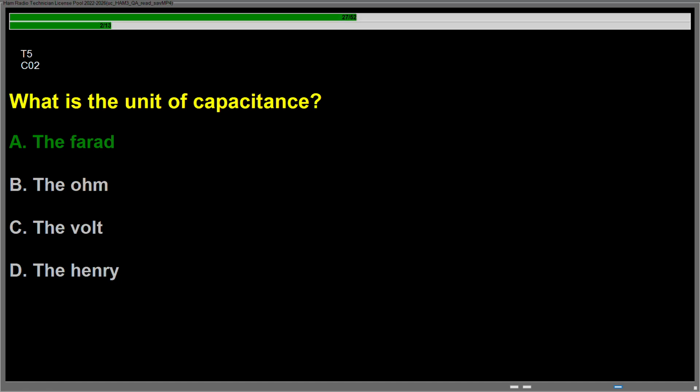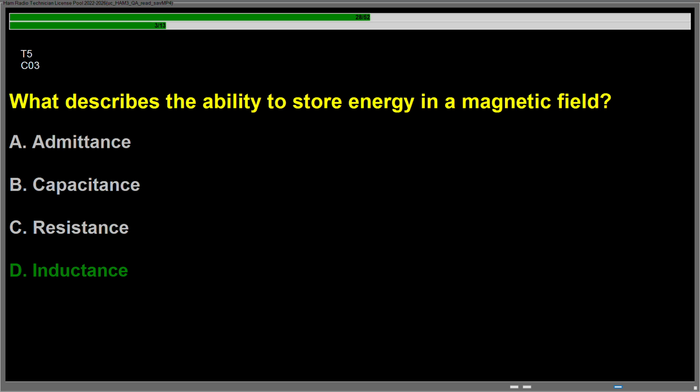Question Charlie 02, what is the unit of capacitance? Answer is A. The farad. Question Charlie 03, what describes the ability to store energy in a magnetic field? Answer is D. Inductance.